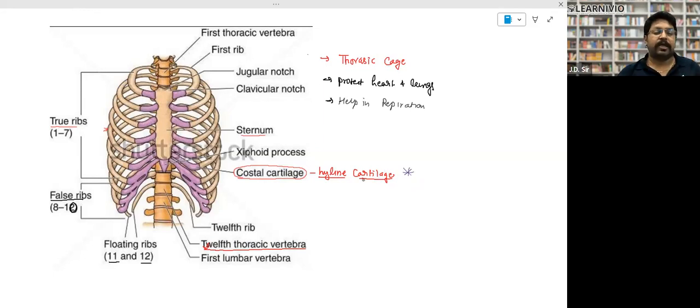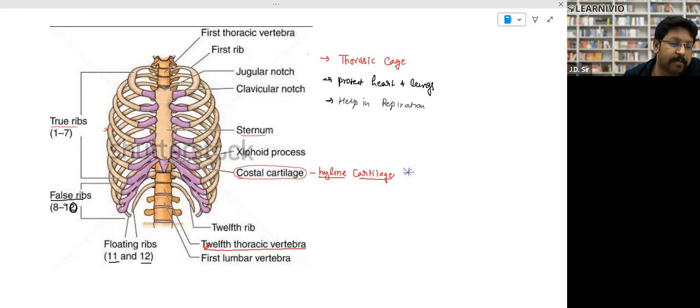The name which is given here is costal cartilage, but which type of cartilage? There are 3 types of cartilage. So this is the hyaline cartilage, right? It's a transparent and flexible cartilage. Look, ribs 1 to 7, 1 to 7 pairs of the ribs, are known as true ribs. Why? Because they remain directly connected with the sternum.